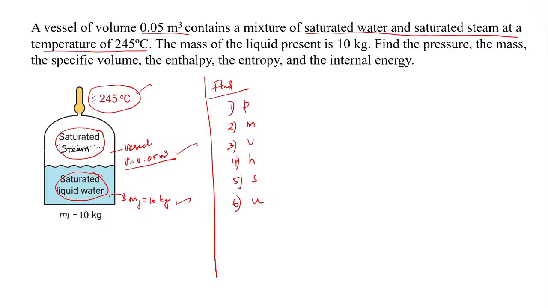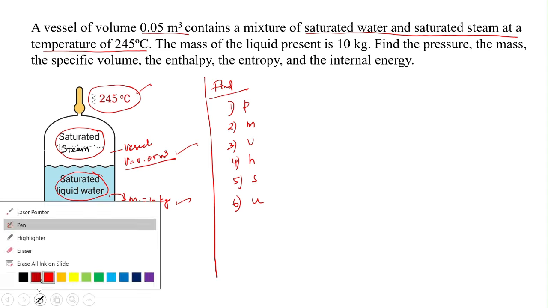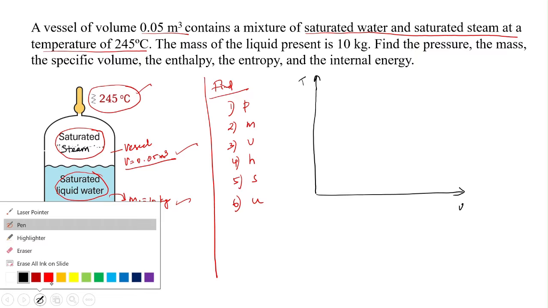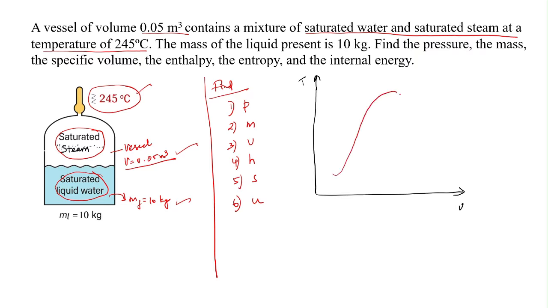Before we enter into the problem, let us know what condition the mixture exists in with the help of a T-v diagram. In a T-v diagram, you can draw two axes. The y-axis is the temperature, and the x-axis is nothing but the specific volume. In the T-v diagram, we have a saturation curve. In the saturation curve, this point is the critical point. This curve is called the saturated liquid curve, and this curve is called the saturated vapor curve.